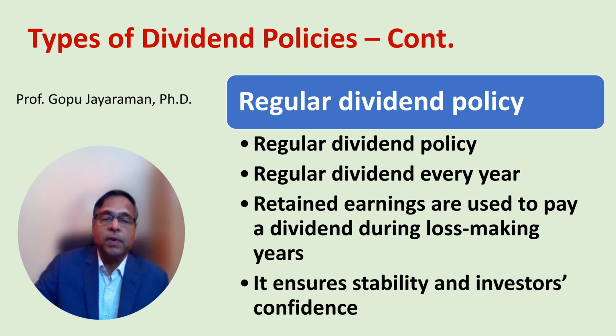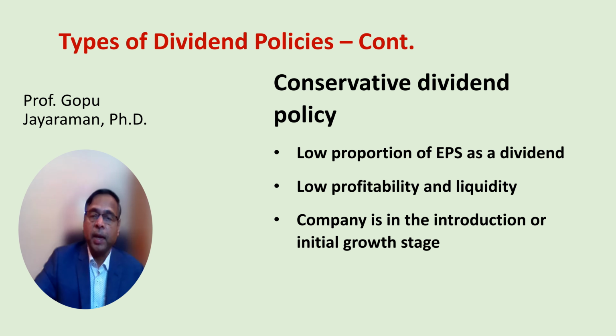The liberal dividend policy is adopted by companies by paying a higher proportion of their earnings per share as their profitability and liquidity are very high and the company is in the boom stage of its life cycle. The conservative dividend policy is adopted by companies by paying a very low proportion of their earnings per share as their profitability and liquidity are not high and the company may be in its introduction or initial growth stage of its life cycle. Now let us see the examples of dividend paid by three leading Indian companies.